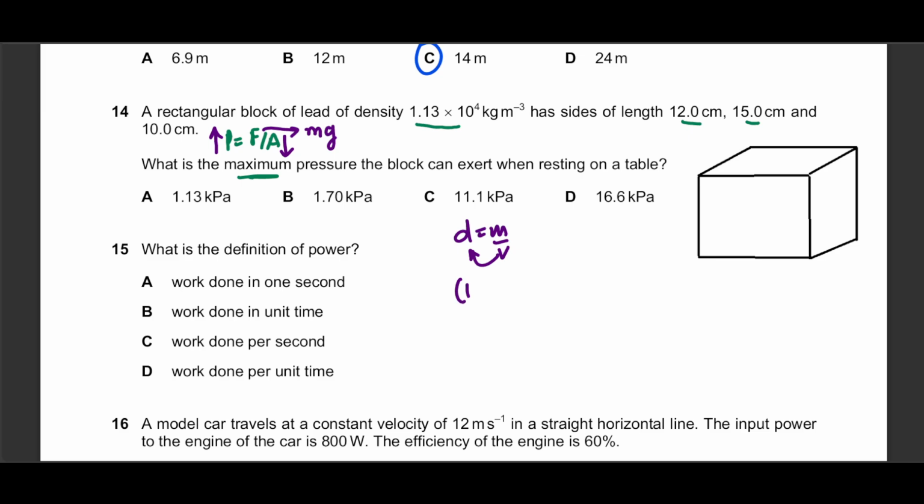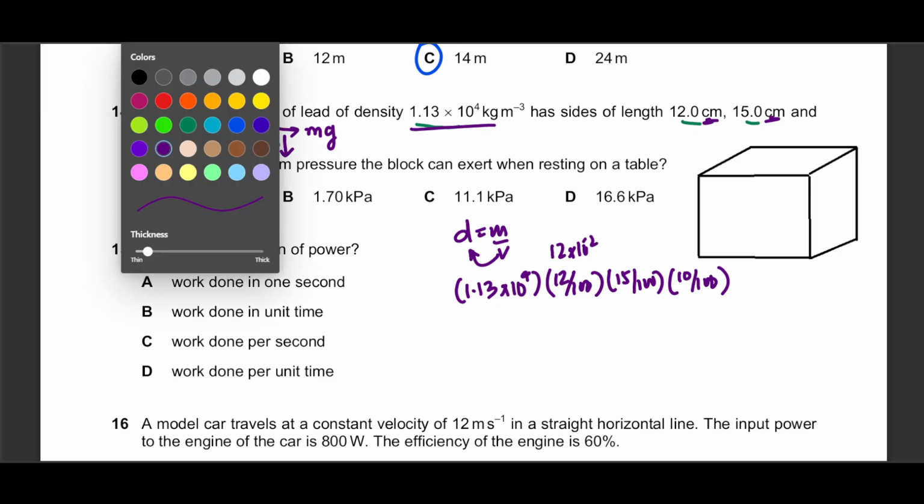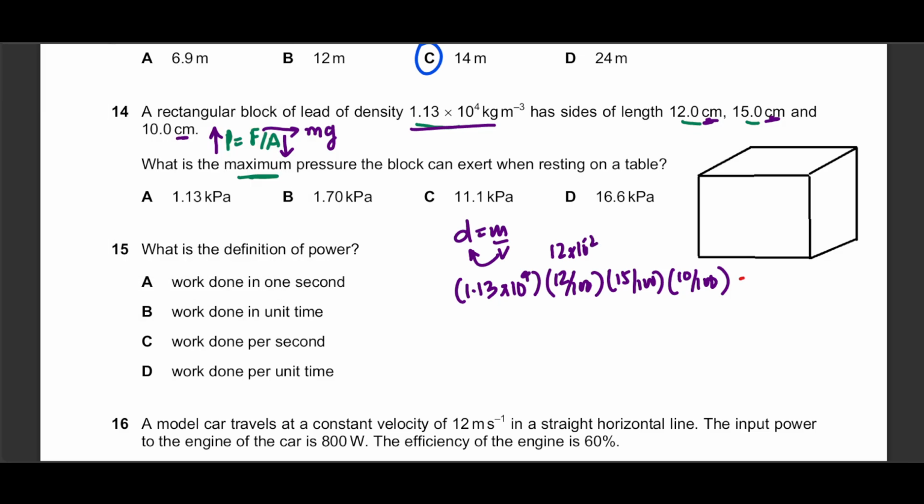So this becomes 1.13 into 10 raised to the power 4, density given in the question, multiplied by volume. Since this is all in centimeters, be sure to convert them into meters. So this will be 12 divided by 100 into 15 divided by 100 into 10 divided by 100. Alternatively, you could have written it as 12 into 10 raised to the power minus 2. That would also have been right. Equals mass. Now the mass of this block comes out as 20.38 kilograms.